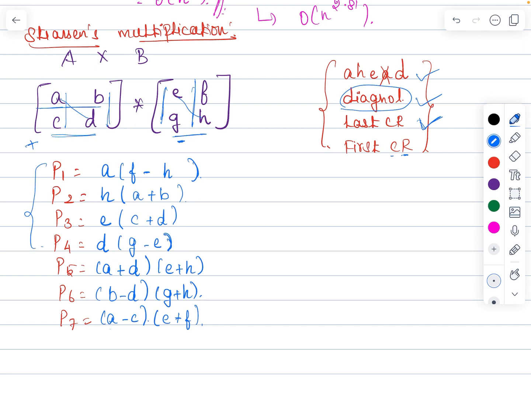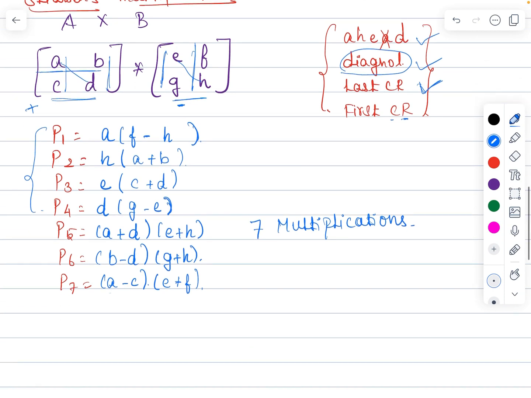So these 7 formulas we are supposed to remember. Only these 7 formulas play the main role over here. If you check in the 7 formulas, how many multiplications totally are we performing here? In P1, 1 multiplication. In each formula, exactly one multiplication we are performing. So totally 7 formulas, 7 multiplications only. After identifying the 7 formulas, using these 7 values, the resultant matrix can be generated.